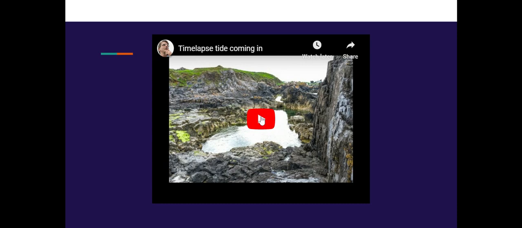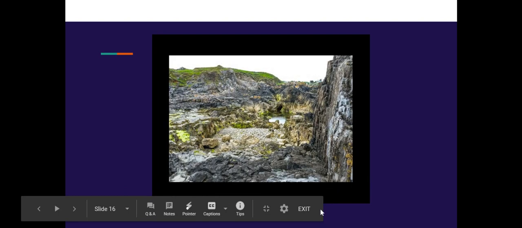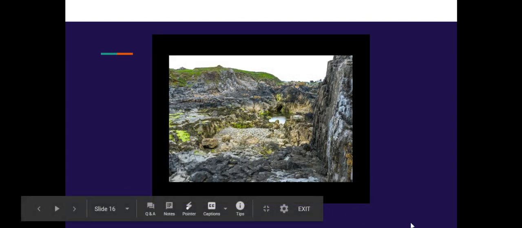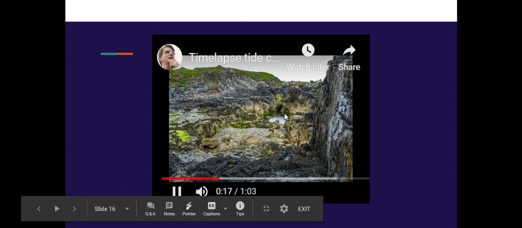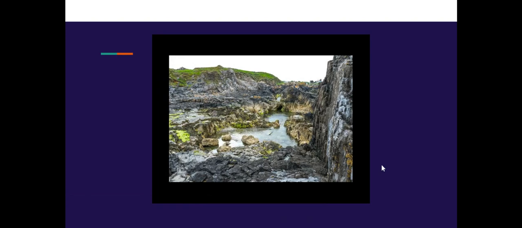Here's a time-lapse of the tide coming in again. I think this one is fun. Okay, so here we go. I guess that's the biggest screen we got. Here's a little pool of water. Oh, look, there are people walking. But you can kind of predict, because we don't have that much plant growth right here, what's about to happen. It fills up.